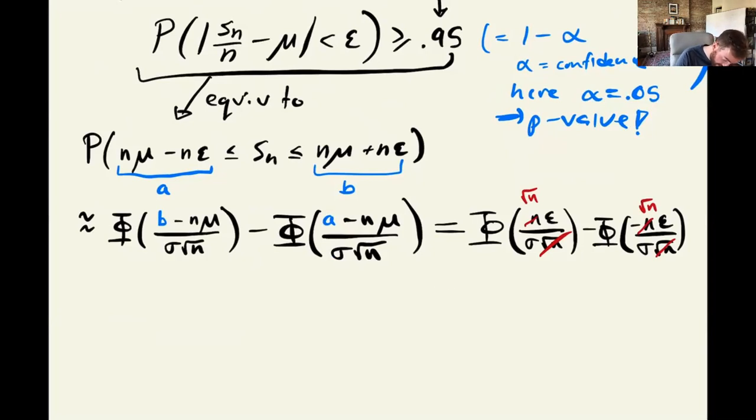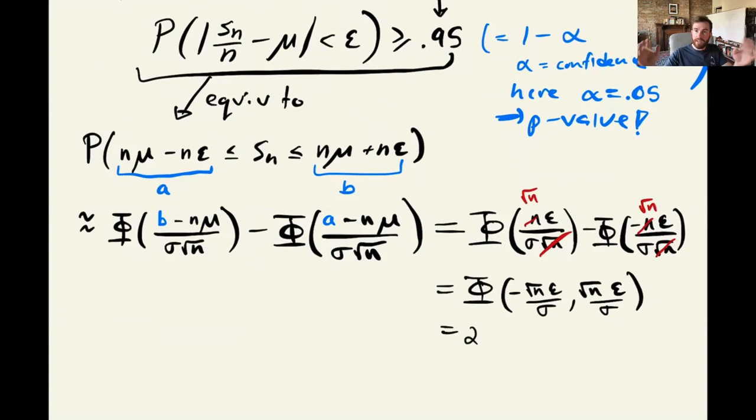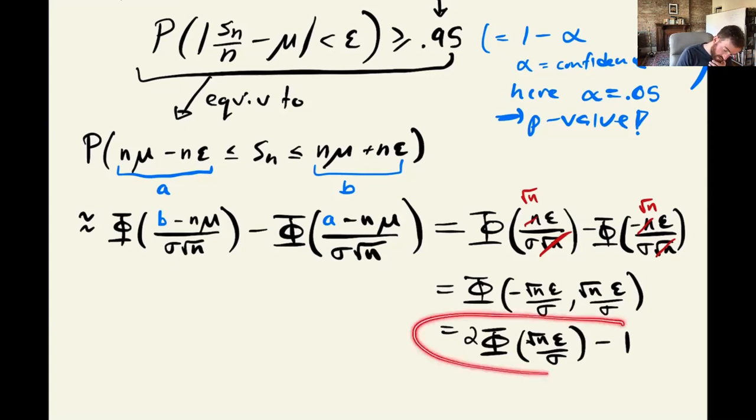So this ends up equaling phi of minus square root of n times epsilon over sigma, which, using that whole take the complement and then subtract and add, ends up being 2 times phi of square root of n times epsilon over sigma, minus 1. So really what we're saying here is that I want this expression to be greater than 0.95, because this expression does a damn good job of approximating this right here.